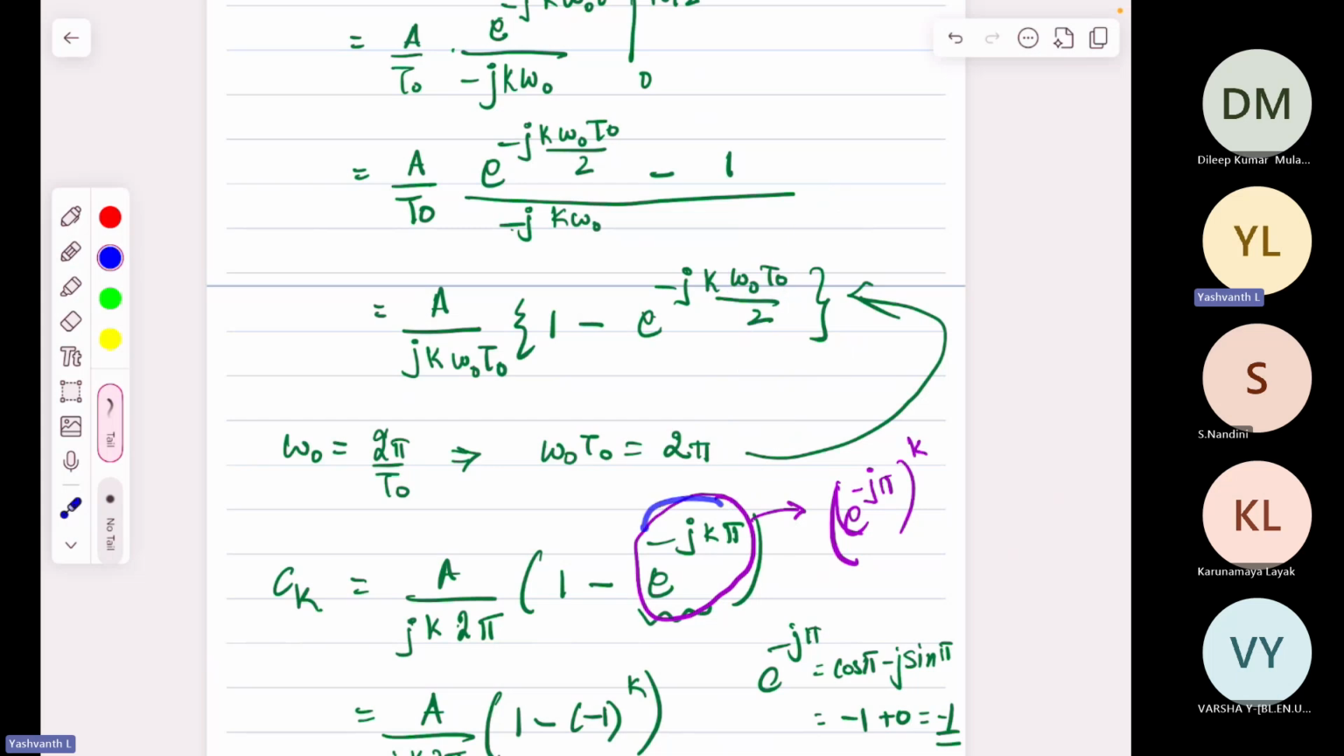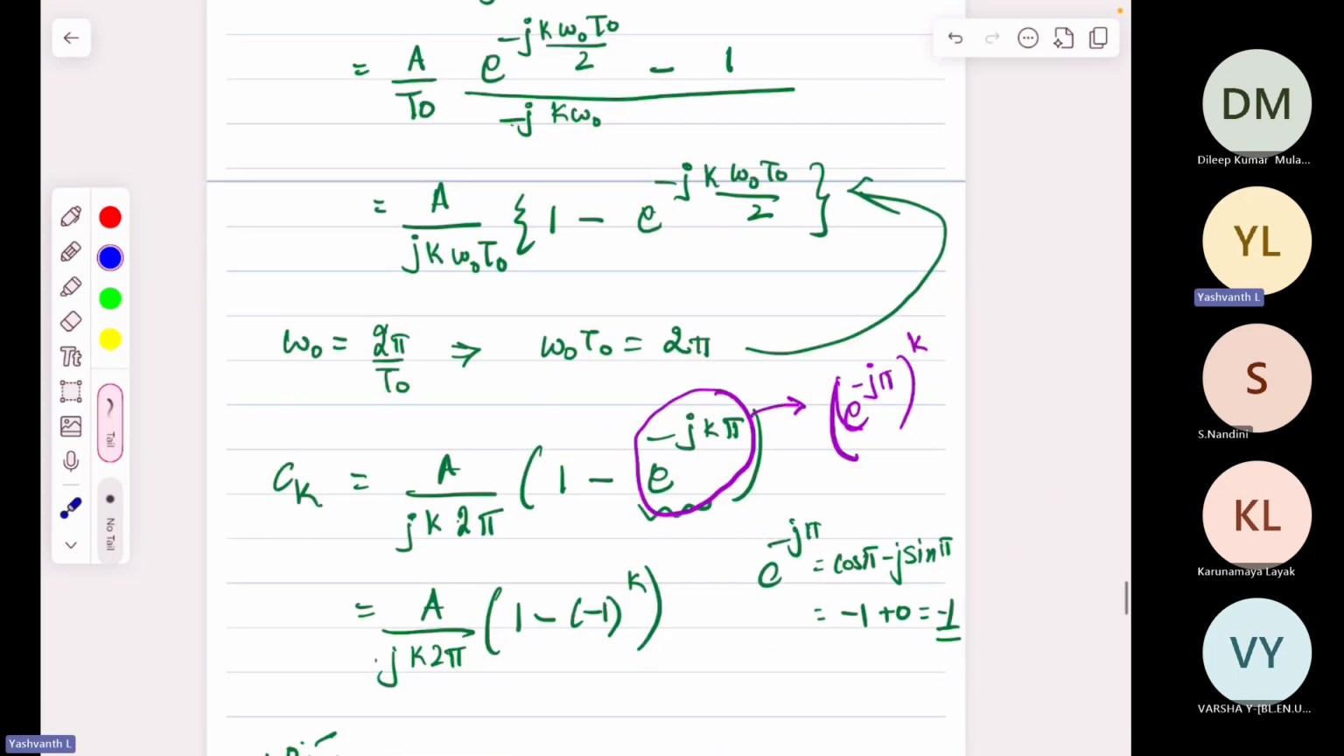But e power minus jk pi, I can further simplify it as what? e power minus j pi whole power k. But what is e power minus j pi? Cos pi minus j sin pi. But sin pi is 0, cos pi is minus 1. Therefore, e power minus j pi is minus 1. Therefore, your ck is nothing but a by jk 2 pi into 1 minus minus 1 power k.